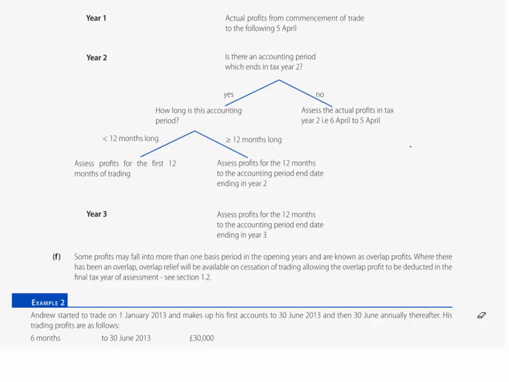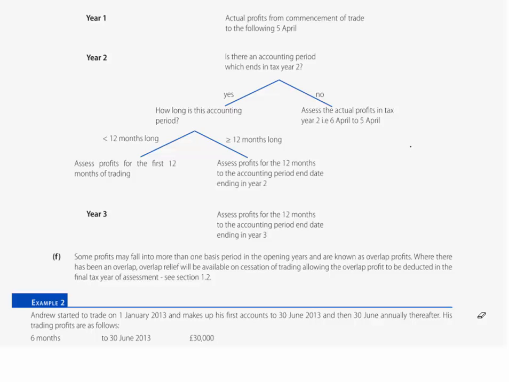Was it going to be the first 12 months, where we had a short opening period ended in that year, so we pick up the short opening period and add to it however many months needed to build it up to a 12-month period? Or do we have a long period ended in that second tax year, obviously more than 12 months of profit? We will only take 12, and it's the last 12 of those months that we take, the 12 months to the accounting period end date ended in that year. And that would then allow us by year 3 to always be able to use CYB.